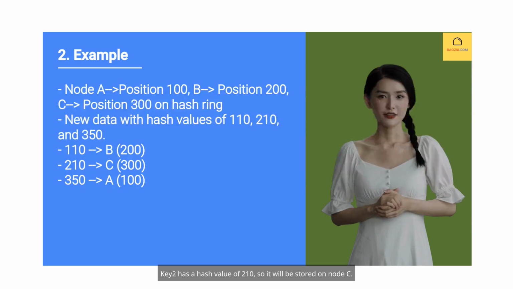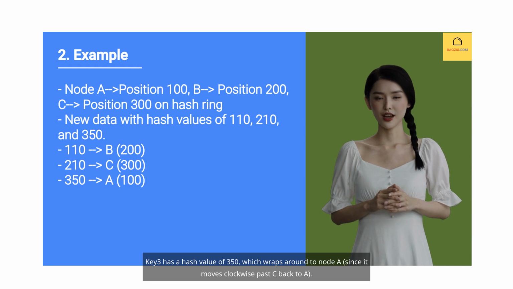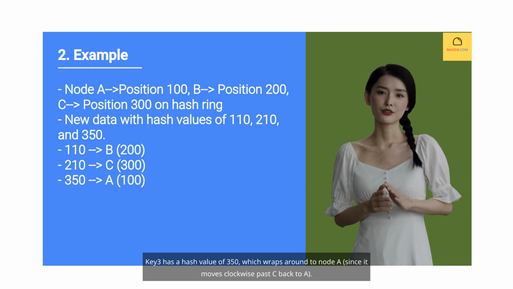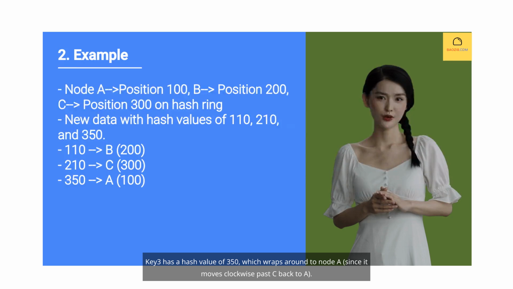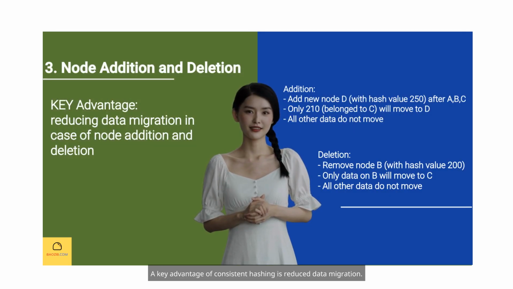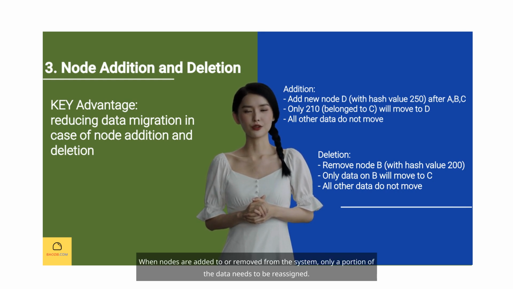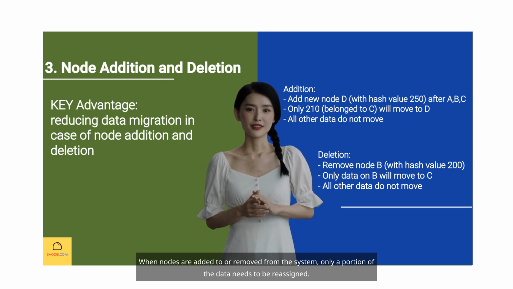Key 2 has a hash value of 210, so it will be stored on node C. Key 3 has a hash value of 350, which wraps around to node A, since it moves clockwise past C back to A. A key advantage of consistent hashing is reduced data migration. When nodes are added to or removed from the system, only a portion of the data needs to be reassigned.